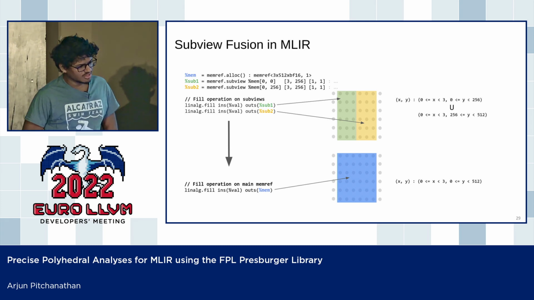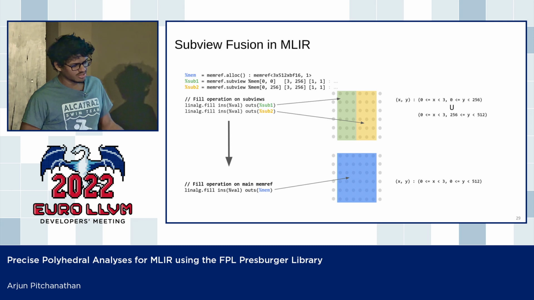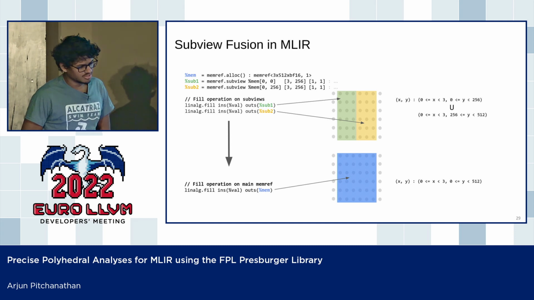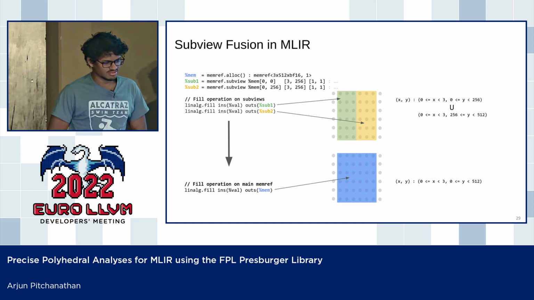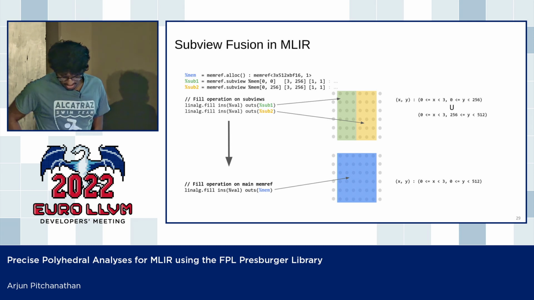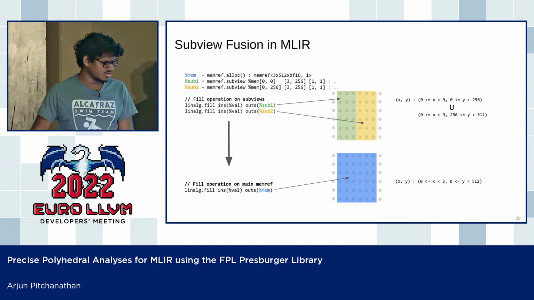In this case, we are writing a single value which is idempotent, so we don't need to care about each of the subviews being disjoint. But if we had a different operation, then we would have to do that. And I will also show you how we can do that with the library.